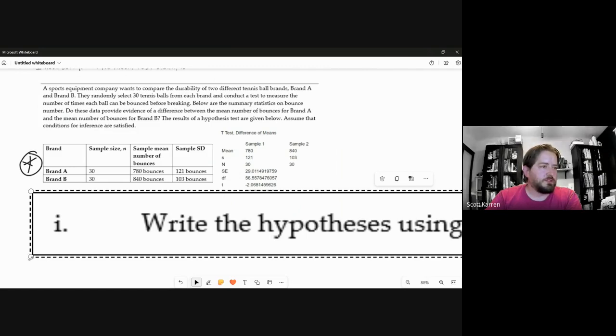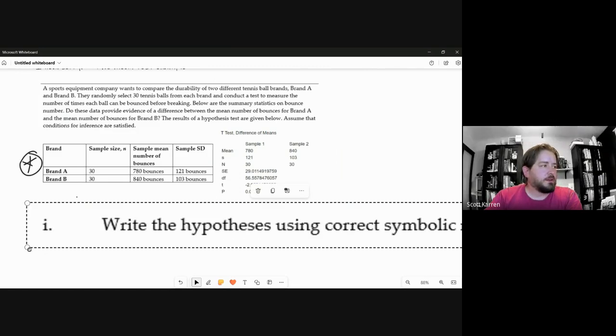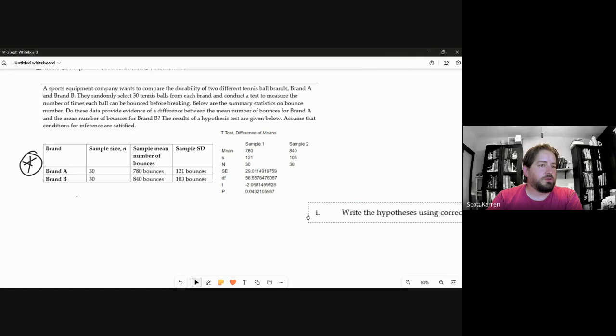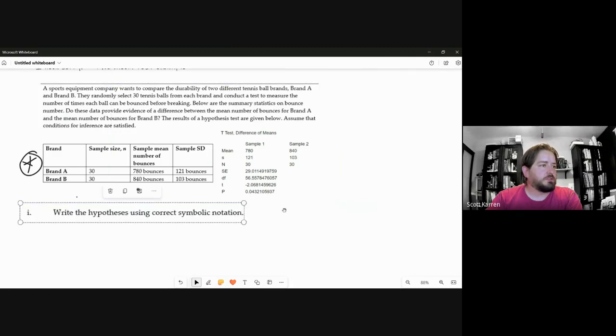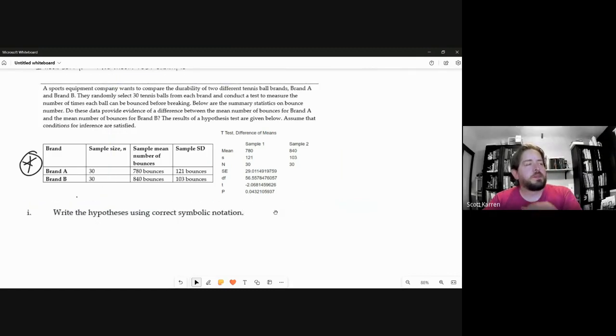this copy and paste function drives me nuts. The first thing I want to do is write the hypothesis using correct symbolic notation, right? So since there are two, I want to write this. My null hypothesis is that there's no difference in the number of bounces, right? Because I want to test to see if there is. So the null hypothesis is that the mu for brand A is equal to the mu for brand B, right?